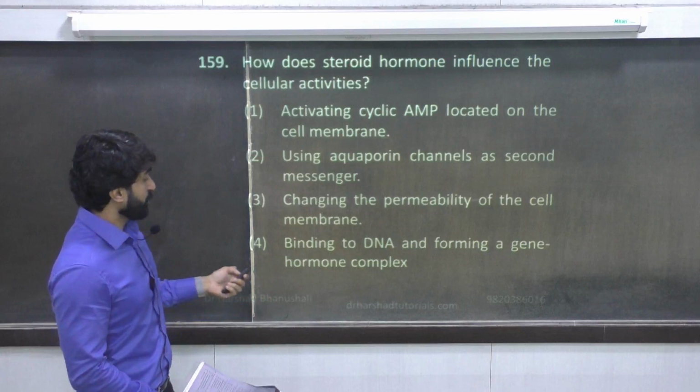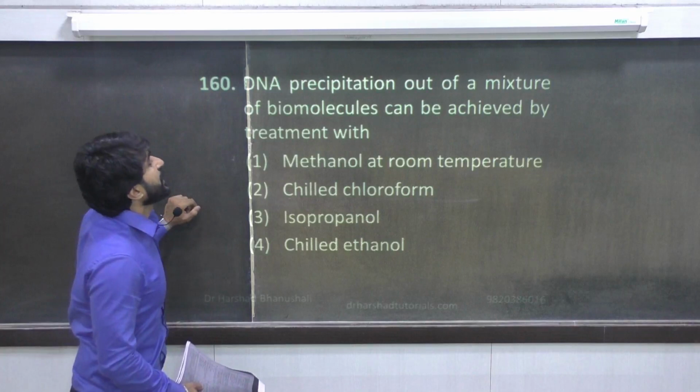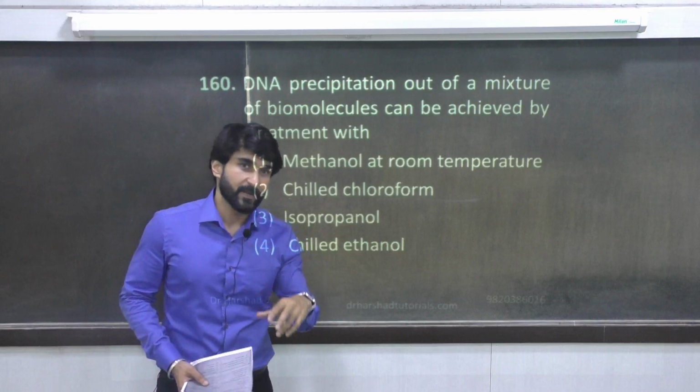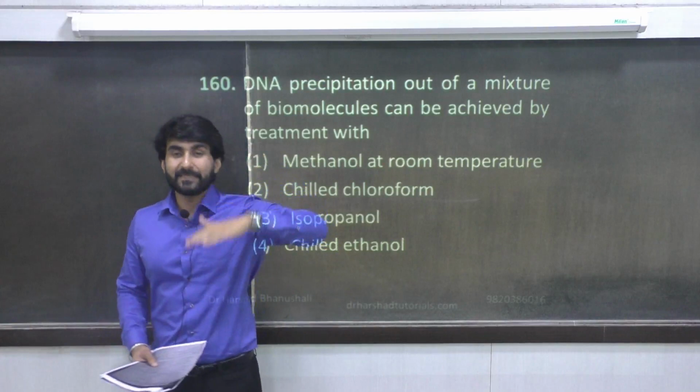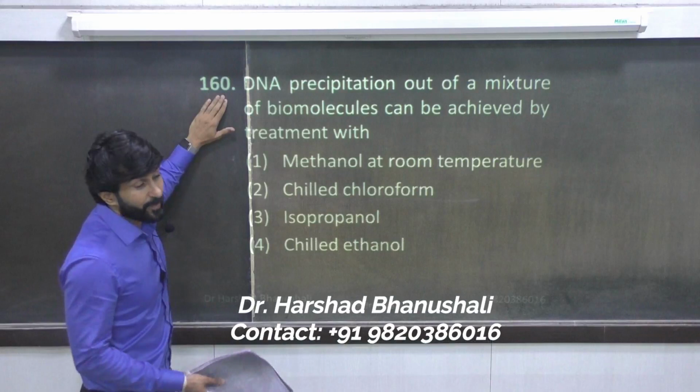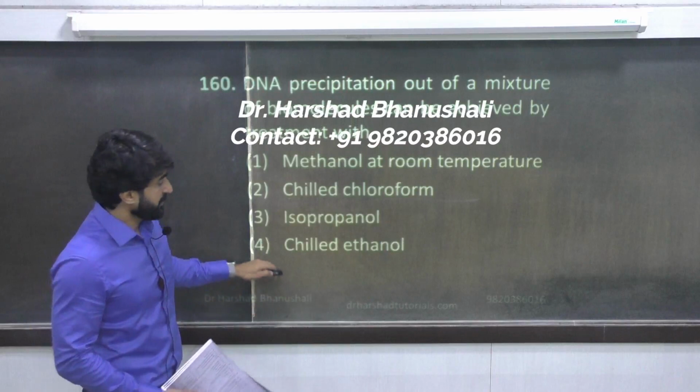160. DNA precipitation out of a mixture of biomolecules can be achieved by treatment with. Now, you know this is a question which is isolation of genetic material. In isolation of genetic material, in your NCERT, there is a diagram about the DNA test tube spooling and all. If you want to precipitate the DNA, you precipitate the DNA after you use various enzymes. You precipitate the DNA by using chilled ethanol. So, straightforward NCERT question 160, your answer would be option number 4, chilled ethanol.